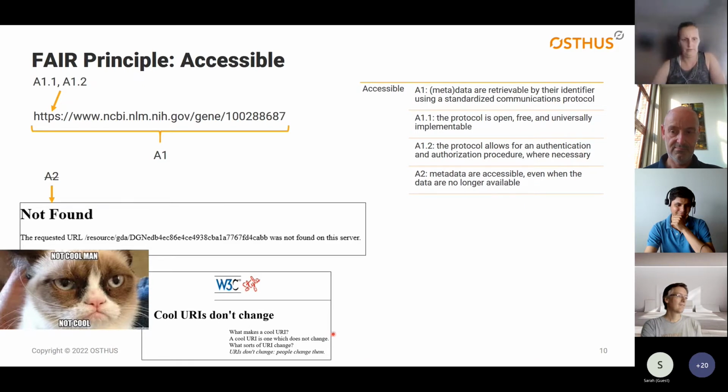It does not change. What sorts of URIs change? URIs don't change, people change them. And I think that's a very, very important take-home message. If you have the URI, if you actually adhere to these accessibility practices, also think of the future.